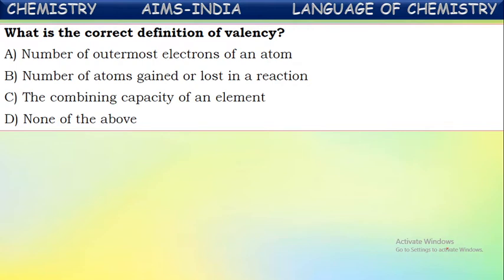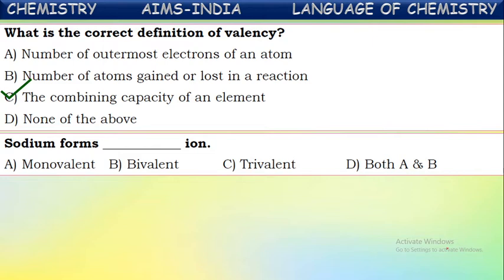It is simply also called the combining capacity of an element. Valency is defined as the combining capacity of an element. This combining capacity is nothing but the number of electrons gained or shared or lost by an element in becoming stable. Suppose I say sodium, it is ready to lose one electron to become stable. So we can say its valency is 1. That means its combining capacity is 1. The combining capacity of an element is called its valency.